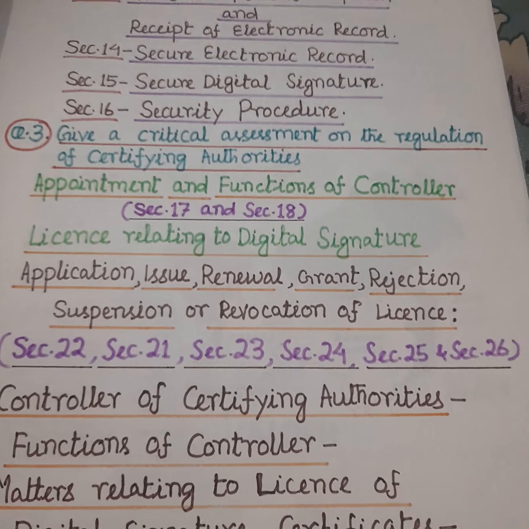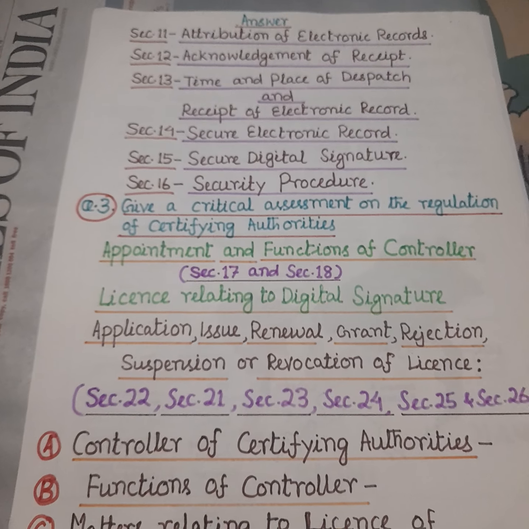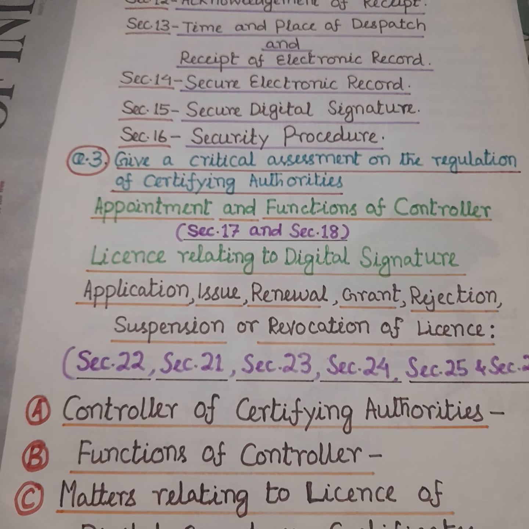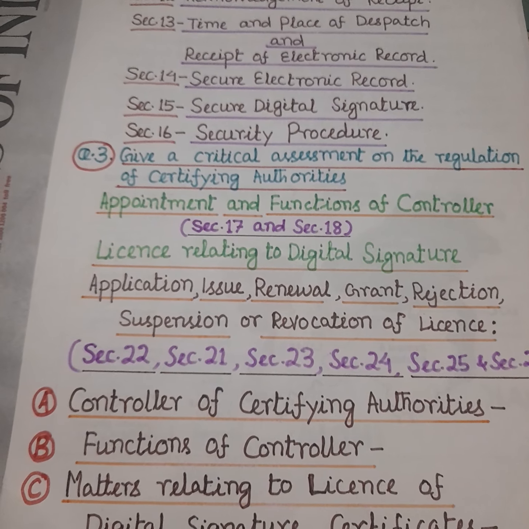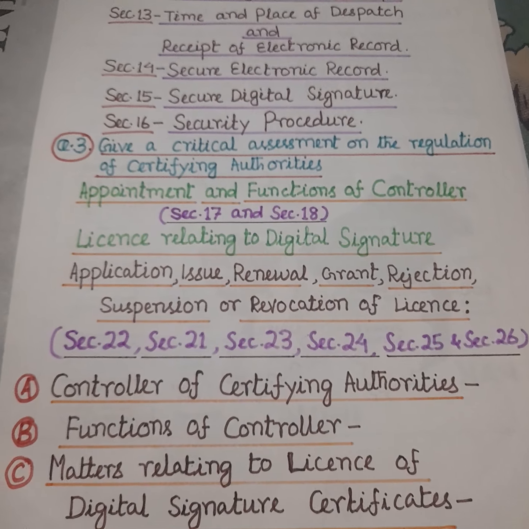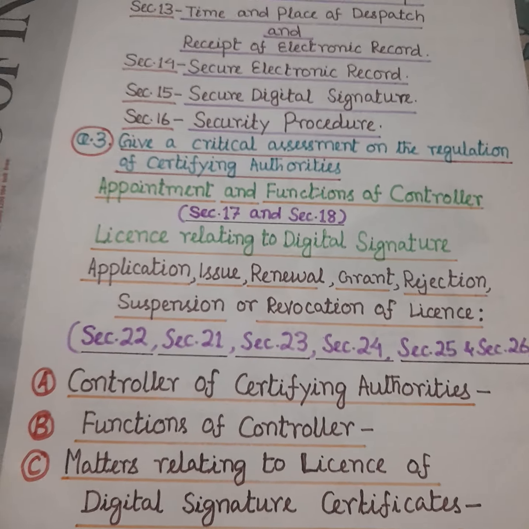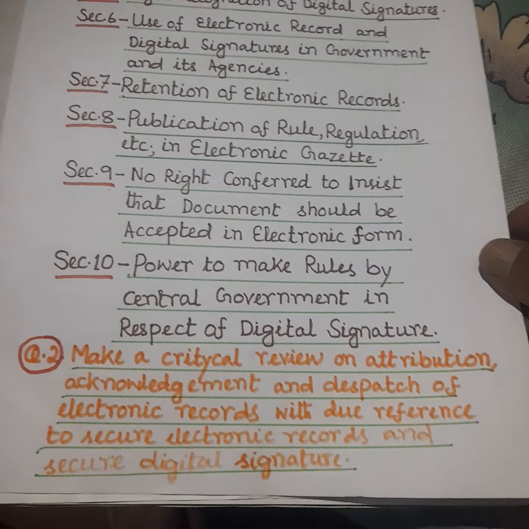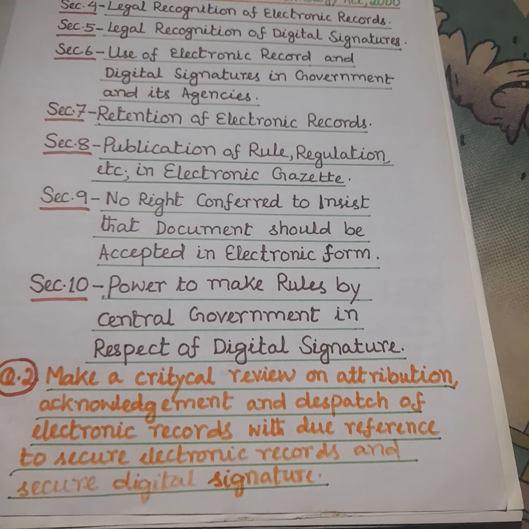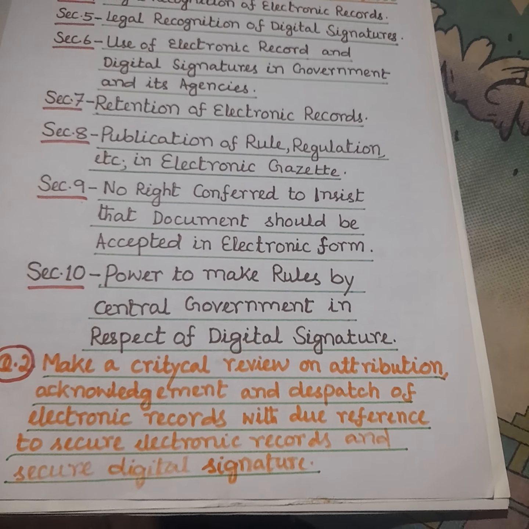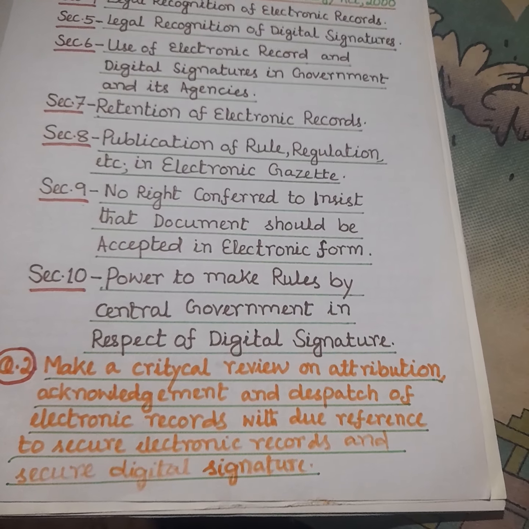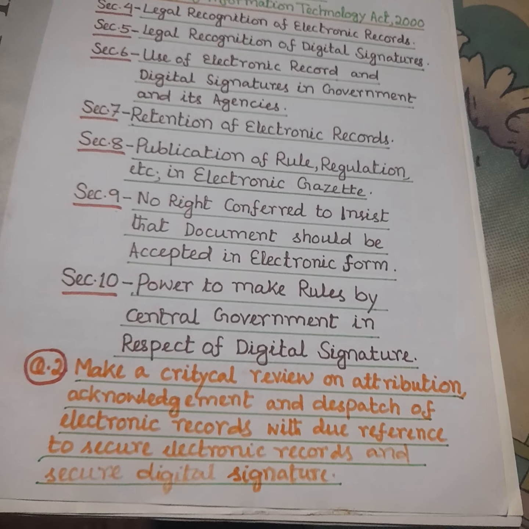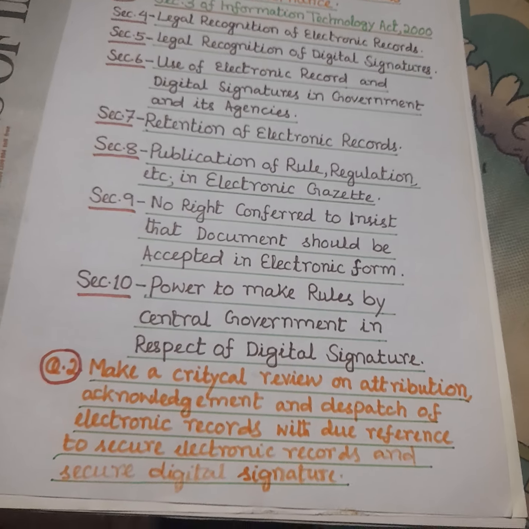So, in this lecture, we have discussed question number 1, relating to define digital signature and discuss electronic governance. And also we have discussed the answers relating to question number 2, which is to make a critical review on attribution, acknowledgement, and dispatch of electronic records with due reference to secure electronic records and secure digital signatures.